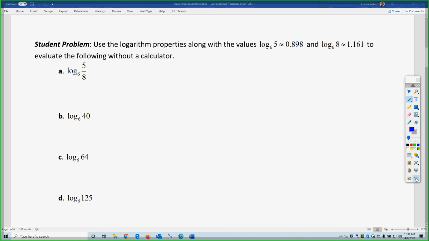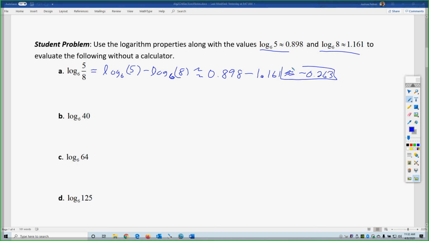Okay, so they gave us log of 5 and log of 8. So log of 5 and log of 8, this would be log base 6 of 5 minus log base 6 of 8 using the quotient rule of logs. So that's approximately 0.898 minus 1.161, which is approximately negative 0.263 as our final answer.